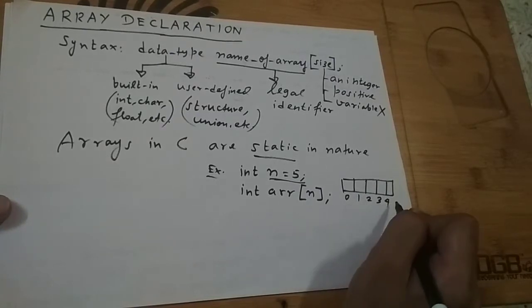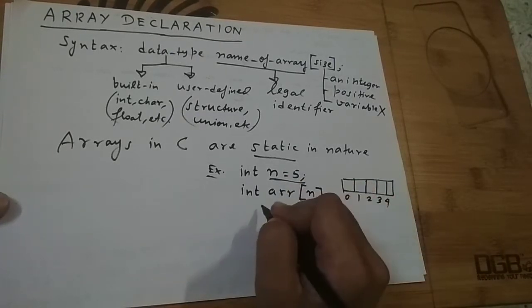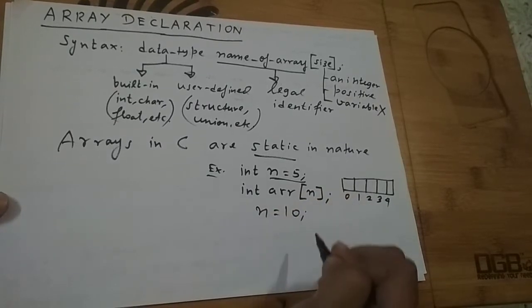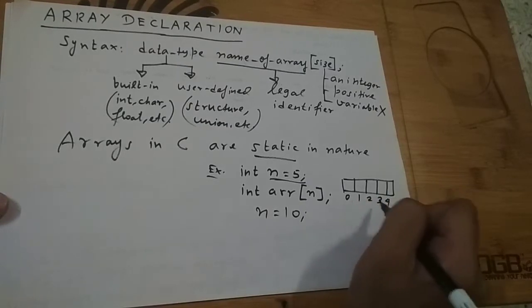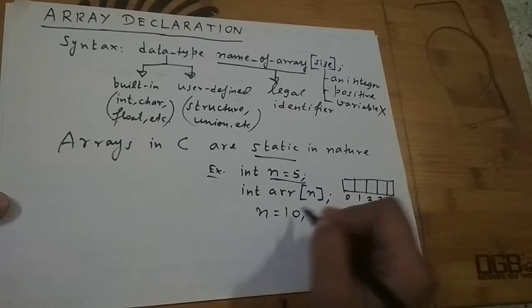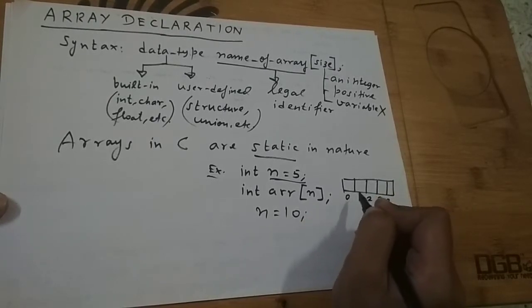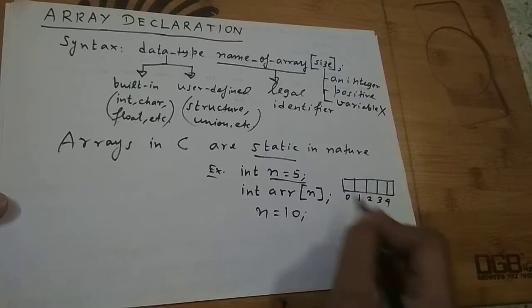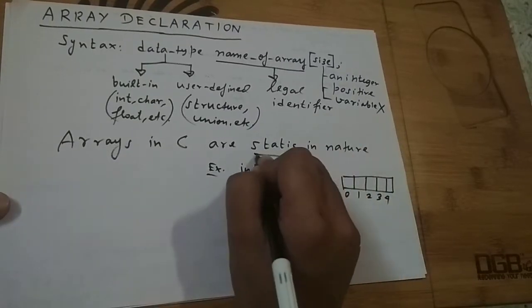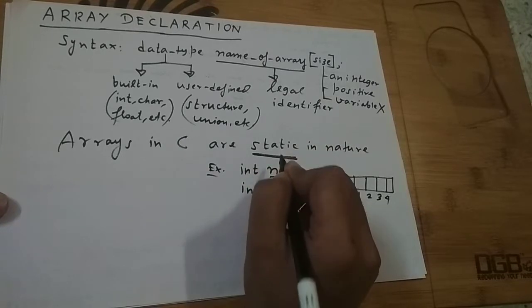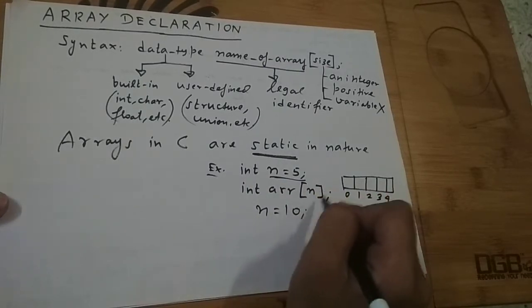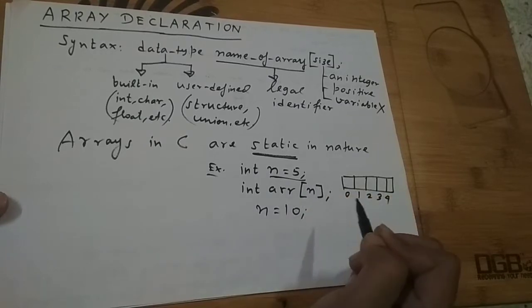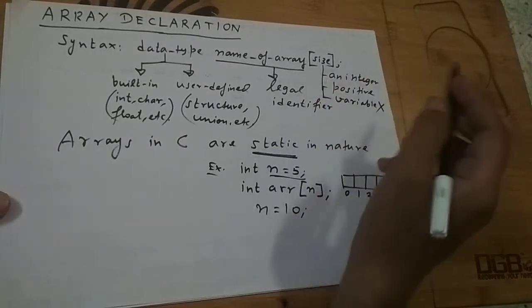Now it has 5 locations, but let's say in the next line itself, I'm assigning a value of 10 to n. Now what will happen? The array is supposed to grow. The array currently has a size of 5. Now due to this statement, the array should become of size 10. Now this is against the nature of arrays in C. Arrays in C are static in nature. That is why this will go against it, and that's why we cannot use a variable name in order to declare an array.